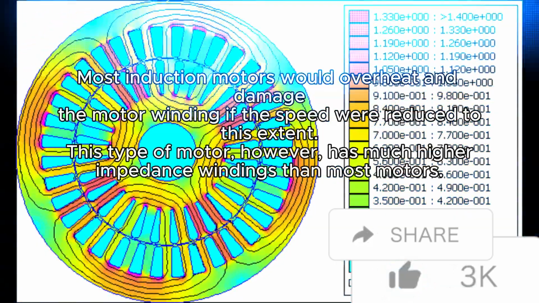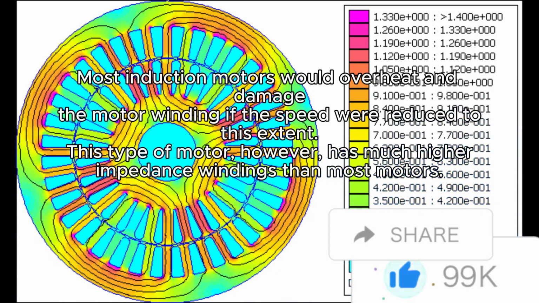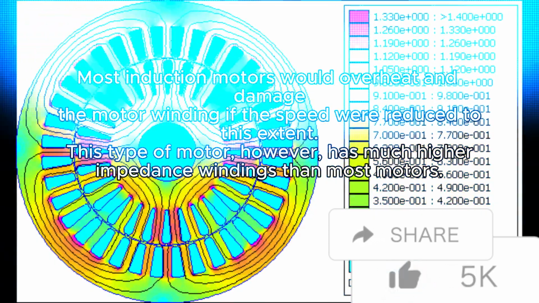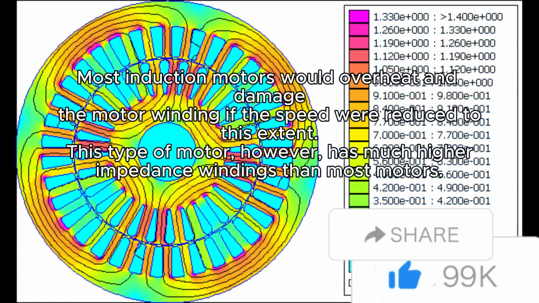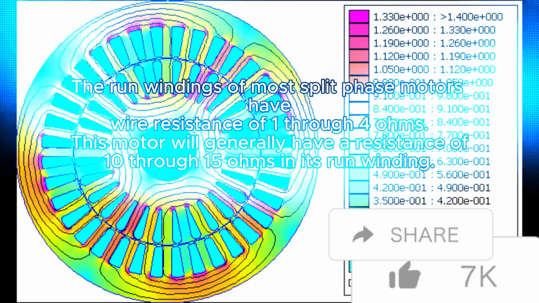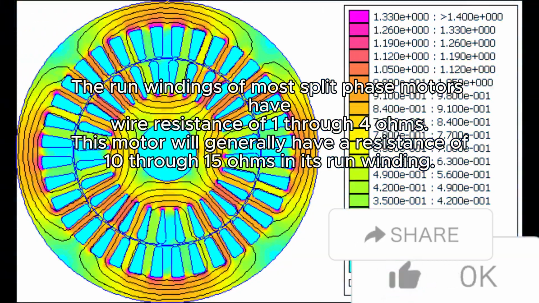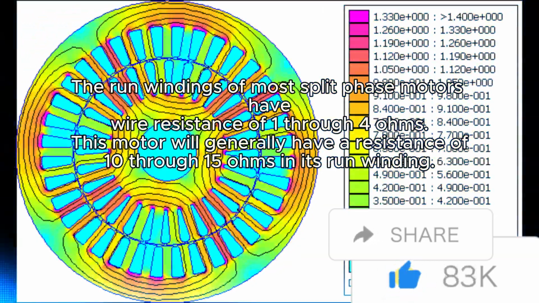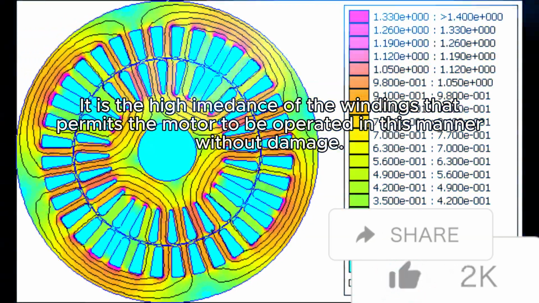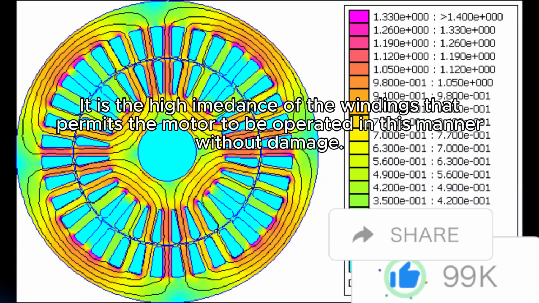Most induction motors would overheat and damage the motor winding if the speed were reduced to this extent. This type of motor, however, has much higher impedance windings than most motors. The run windings of most split-phase motors have wire resistance of 1 through 4 ohms. This motor will generally have a resistance of 10 through 15 ohms in its run winding. It is the high impedance of the windings that permits the motor to be operated in this manner without damage.